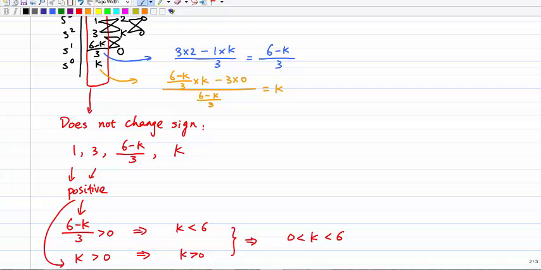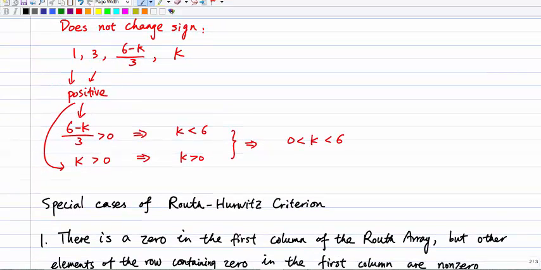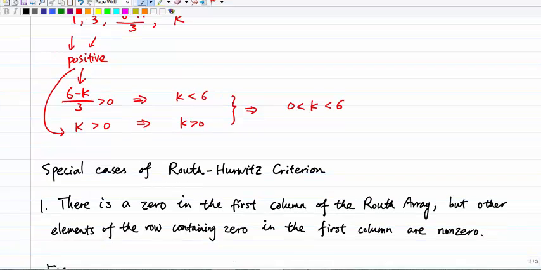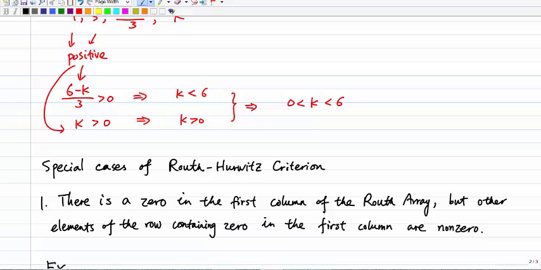Those are the two general rules. There are also some special cases of the Routh-Hurwitz Criterion, especially when we compute a Routh array and the computation becomes invalid. For example, if something is divided by 0, we don't know what we should do. So there are a couple of special cases, and I'll talk about them in the next part of this video. The first case is if there's a 0 in the first column of the Routh array, but other elements of the row containing the 0 in the first column are non-zero.